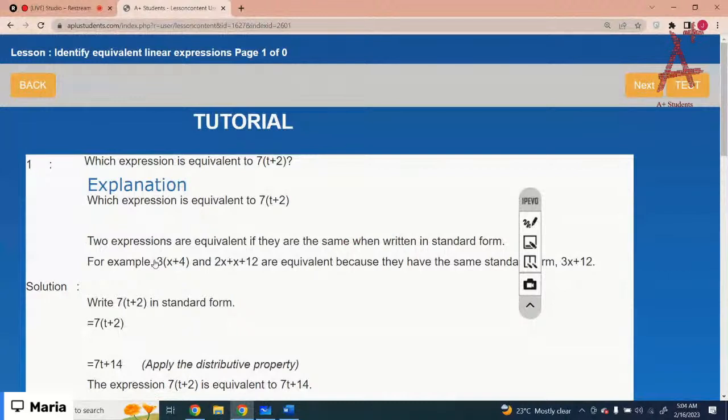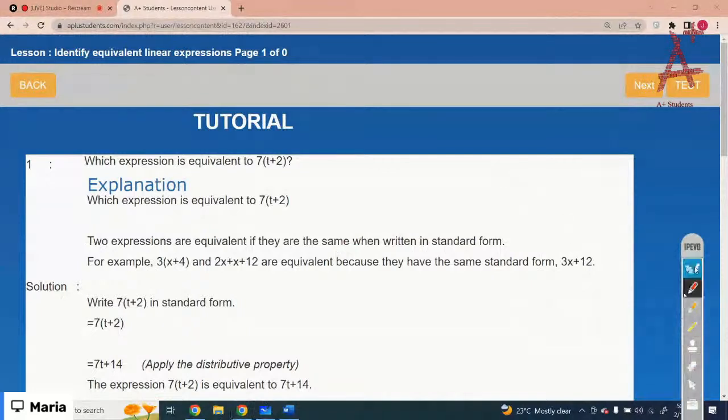For example, 3 times (x plus 4) and 2x plus x plus 12 are equivalent because they have the same standard form, 3x plus 12. When you convert them into standard form, they are the same. For 3 times (x plus 4), you have to do 3 times x, it is 3x, and 3 times 4, it is 12. And here you have 2x and x, when you collect them, it is 3x, plus 12. So they are equivalent.